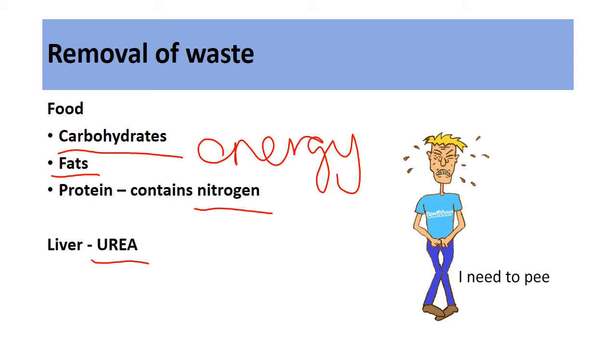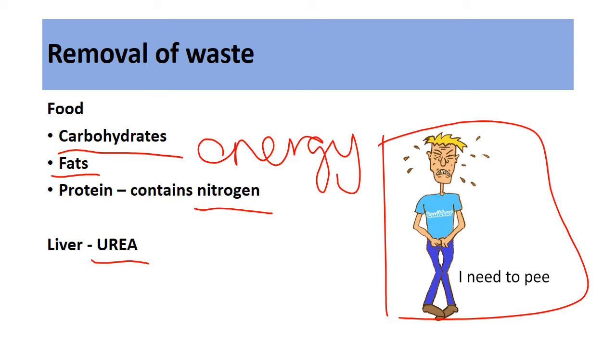So what your liver will then do is release the urea into your blood, and that gets sent to your kidneys to get filtered out, and that is what exits your body when you go to the toilet, when you urinate. So you can see this person over here desperately needing the toilet. So we need to get rid of that waste because a buildup of urea is toxic and it actually affects the acidity of your blood.